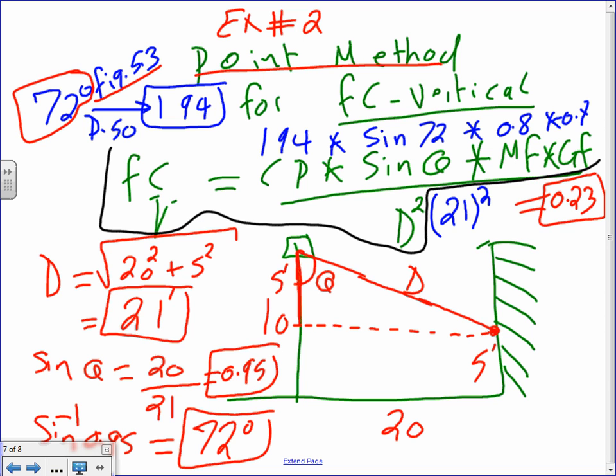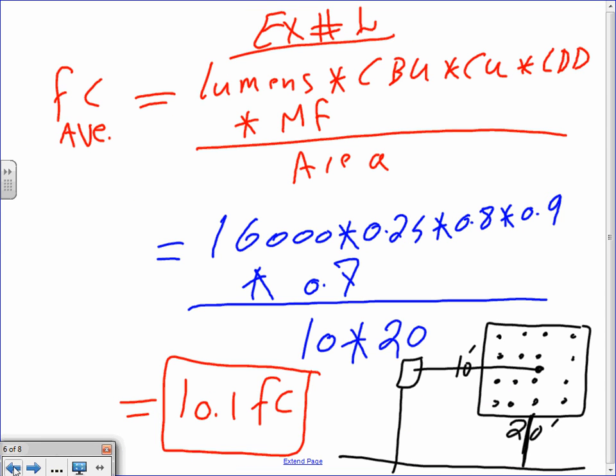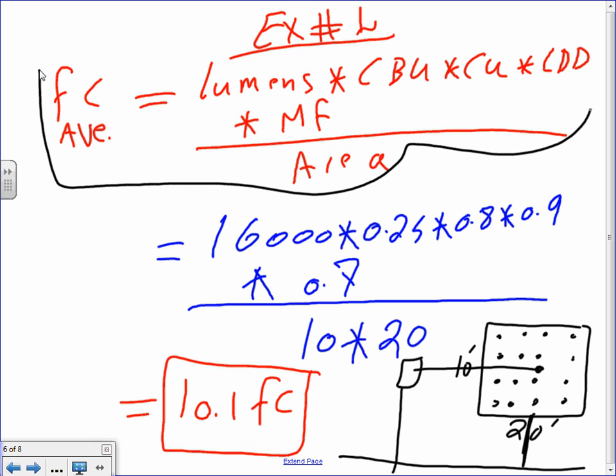Here's formula number one, right in here. I'm highlighting it. This formula is point to point on a vertical surface. Can I have thumbs up, Chad? Done. Let's go to the second formula that we do. This formula is on a vertical surface, on the average method. Can I get you guys to highlight this one? Average, that's the average method on a vertical surface. Can I have thumbs up, Chad? Done. Thumbs up on that one.